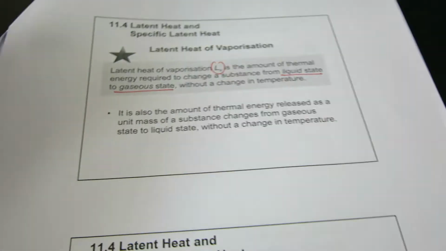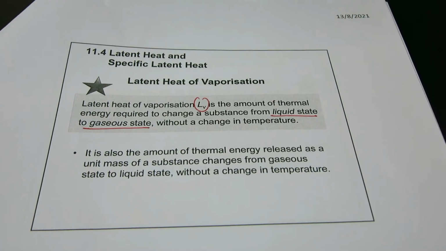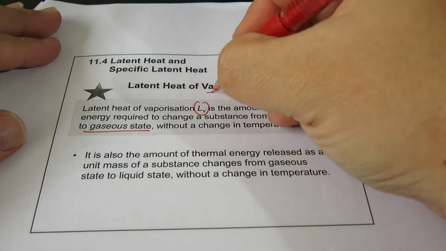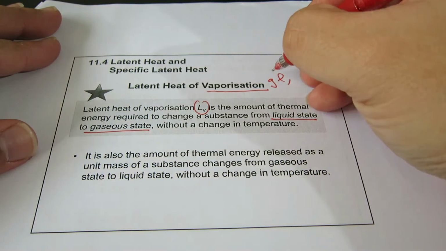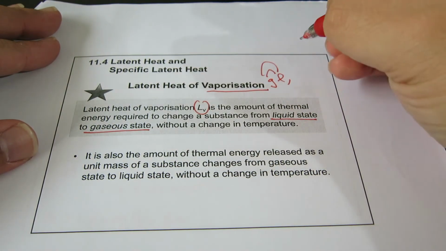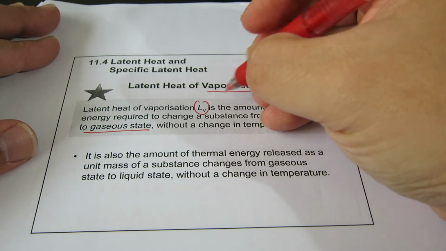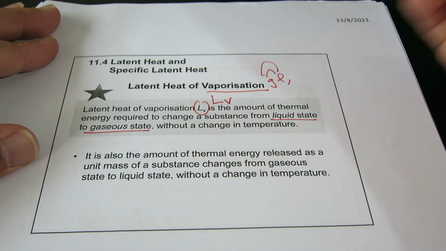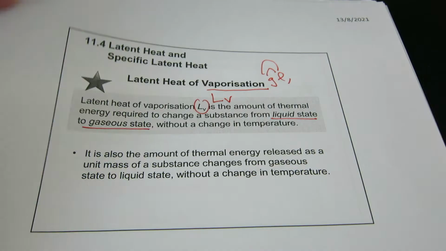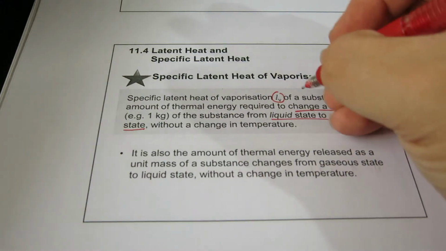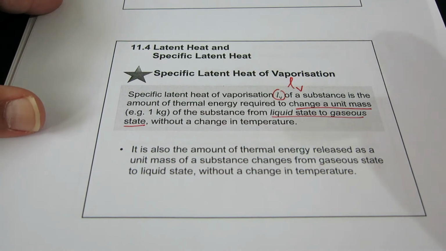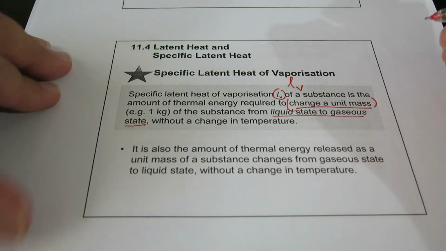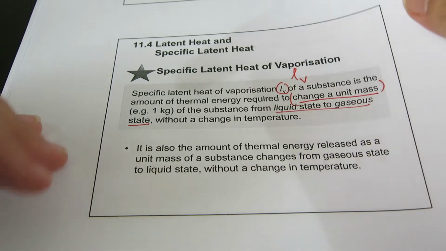Now, I won't discuss this because it's exactly the same thing. Latent heat of vaporization is between gases and liquids, the change of state from gas to liquid or liquid to gas. Latent heat of vaporization is written as big L subscript V. Specific latent heat is written as small l with a subscript V. The only difference is that it's per unit mass, the same as the fusion version.